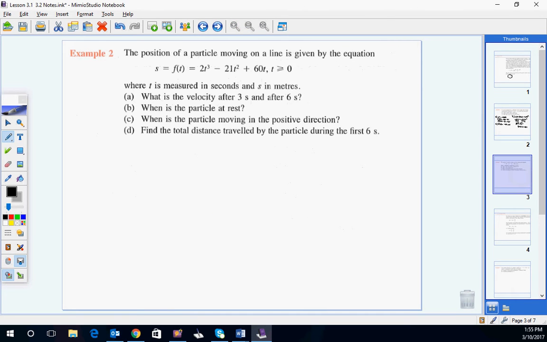Okay, the second one's a little bit more complicated. The position of a particle moving on a line is given by the equation. It's a particle moving on a line, so we don't know what direction it's going. It's kind of interesting. Here t is measured in seconds and s in meters. It is cubic, so we know it's going to change direction twice.